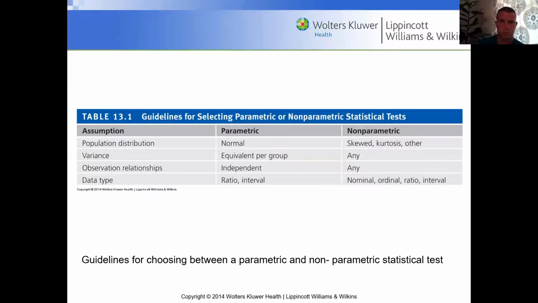Okay. So when to use parametric versus non-parametric. If you have a normal distribution in the population, we use parametric. If it's skewed, kurtosis, or other, non-parametric. Variance equivalent per group, parametric. Non-parametric we can use on any observational data, independent. Data type, ratio and interval for parametric. And then we can do non-parametric on nominal, ordinal, ratio and interval as well.